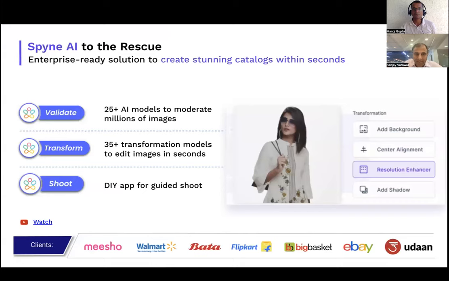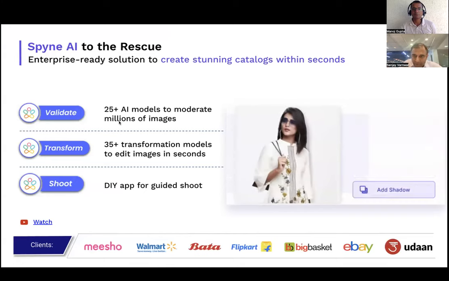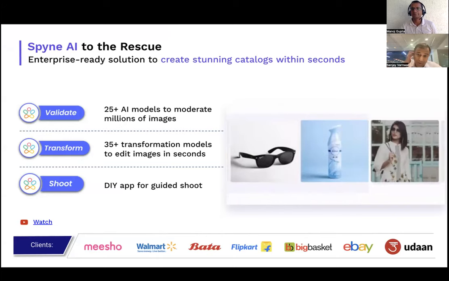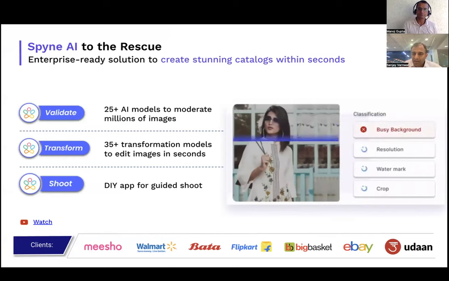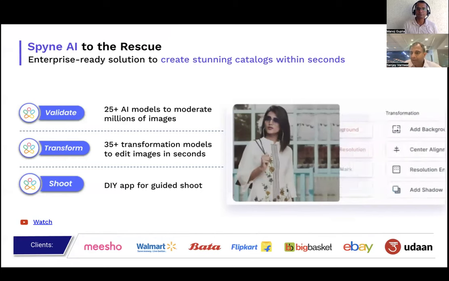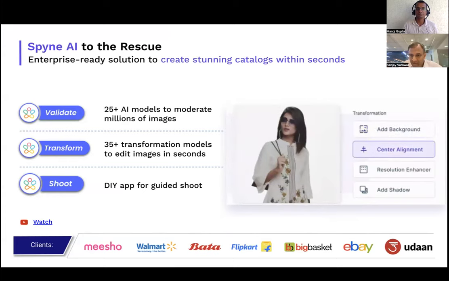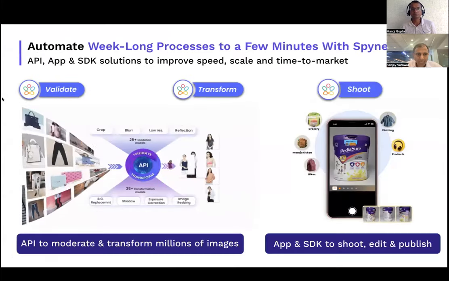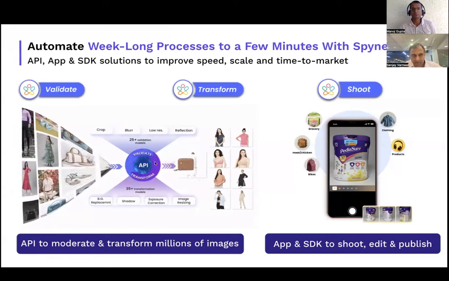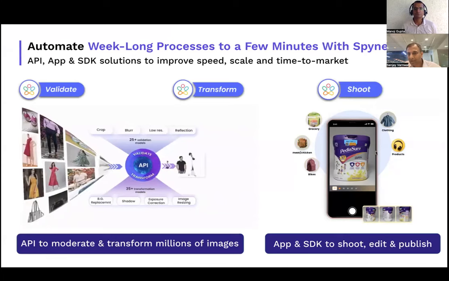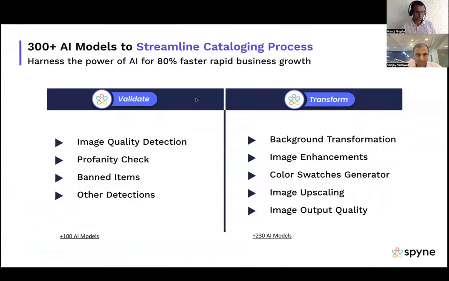Behind the scenes, we have created a set of image validation models and a set of image transformation models, and we have deployed all of these models into a very intuitive e-commerce application, as well as a set of APIs. The APIs are deployed for the marketplaces and the app is for the sellers. This is where we have distinguished these two. This is how the entire ecosystem works: you feed in the images, it gives you back high quality images, and there's this app version. There are a lot of validation and transformation models, and I'll take you through them one by one.